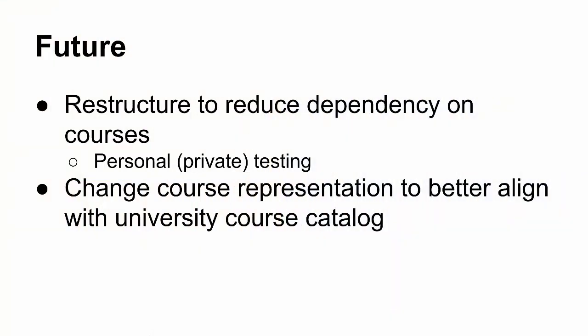Given more time, we would love to be able to restructure the entire database to reduce the dependency on courses, which could potentially allow users to have personal, private testing. Additionally, we could change course representation so that it better aligns with university course catalogs, allowing a course to remain stable across semesters instead of being recreated.